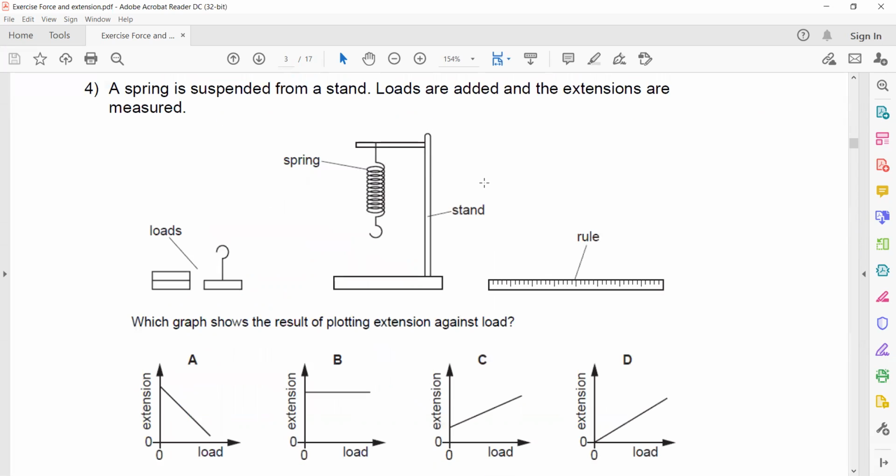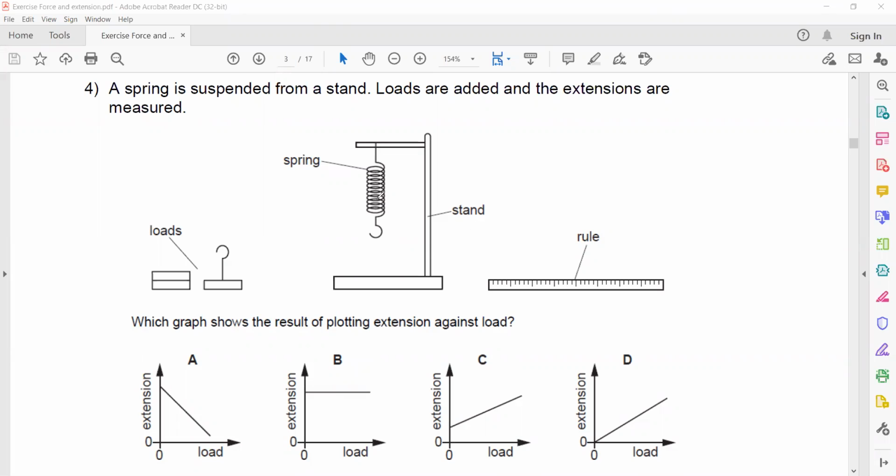The spring is suspended from a stand and loads are added and extensions are measured. Which graph shows the result of plotting extension and load? Which graph is correct for load and extension? A, B, C or D? When load is 0, extension should be 0, because if we did not attach anything, the extension will not increase.